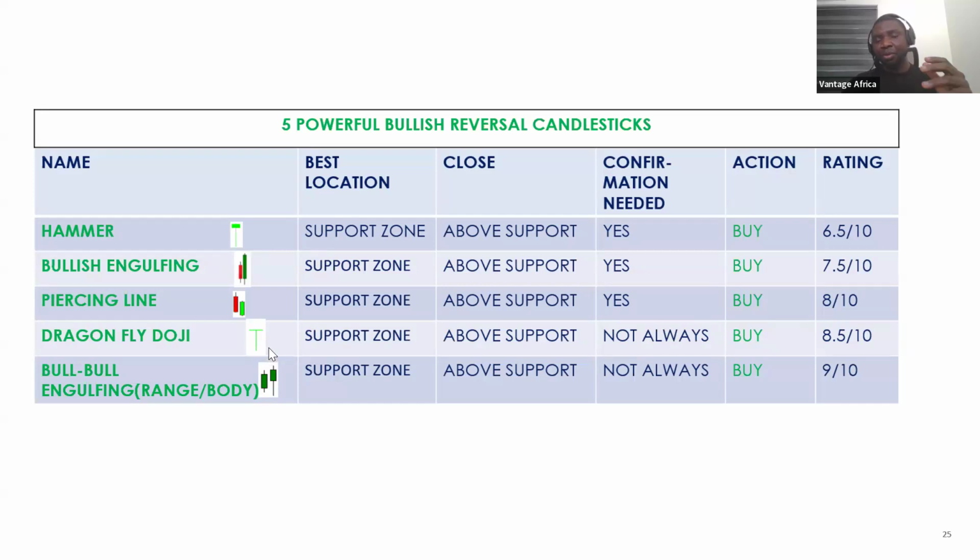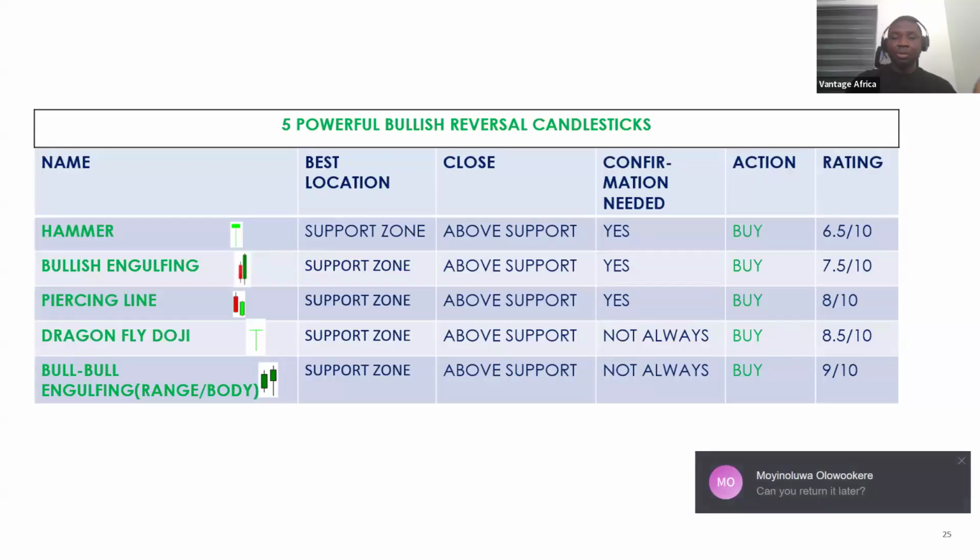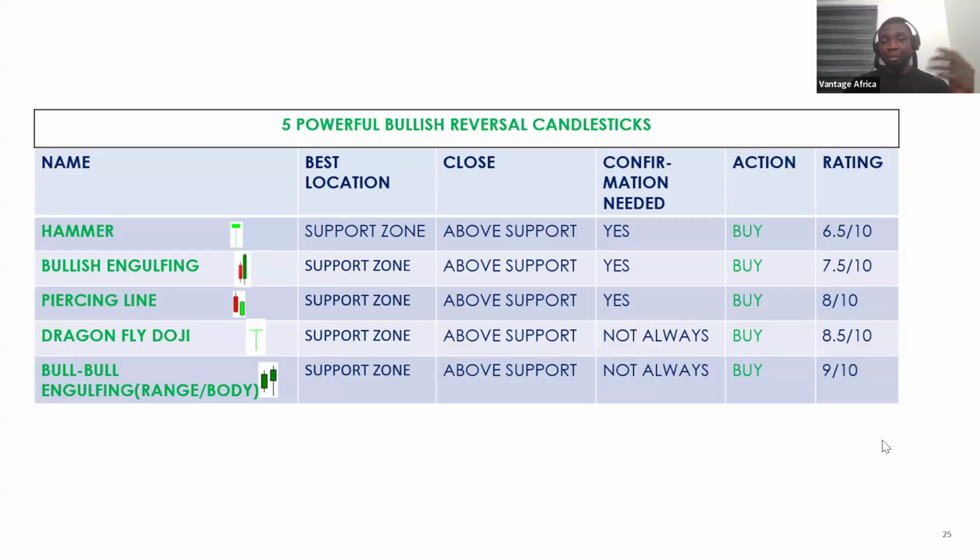And when you see that around a support zone or market reversal zones, you should be looking to enter for a buy. It's giving you a very good sign to enter. And like I said before, the more confirmations, the better. If you have this dragonfly doji, and then another candlestick, let's say a bullish engulfing, or maybe a hammer, you have two or three, that is stronger confirmation. That's what you're looking for in the market.